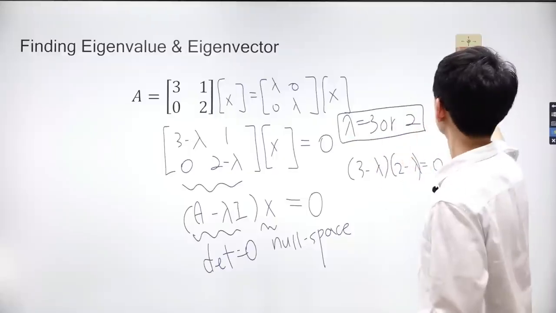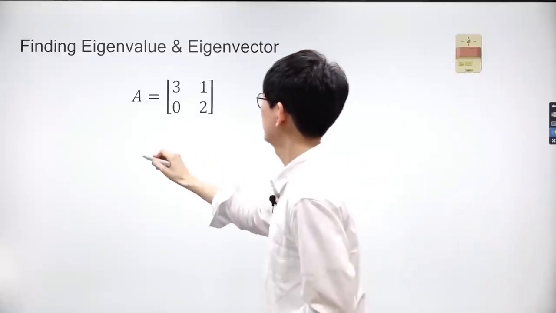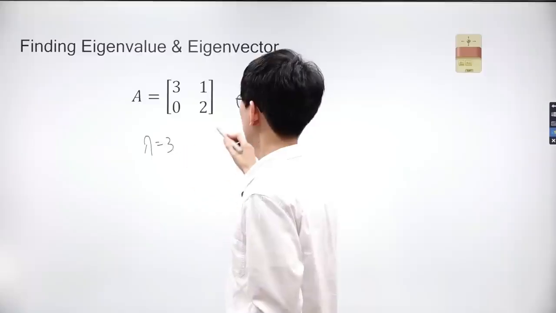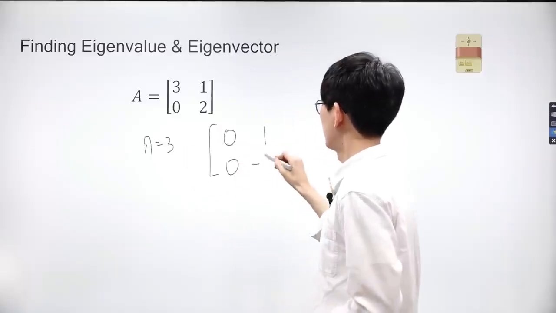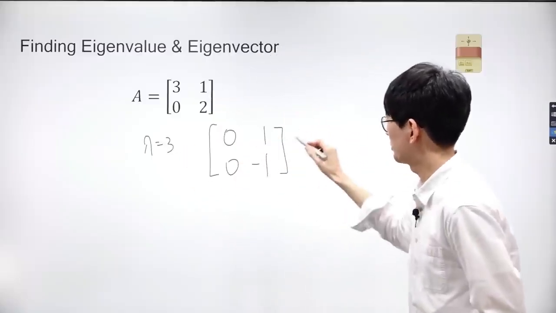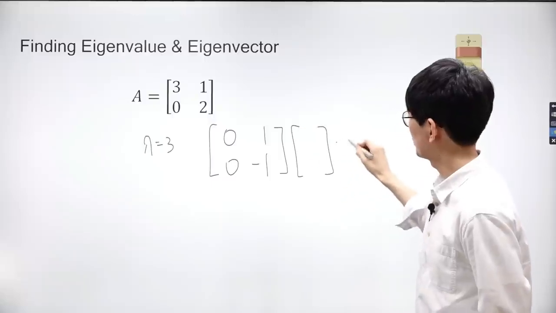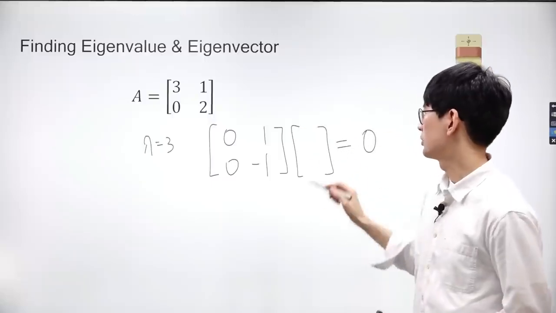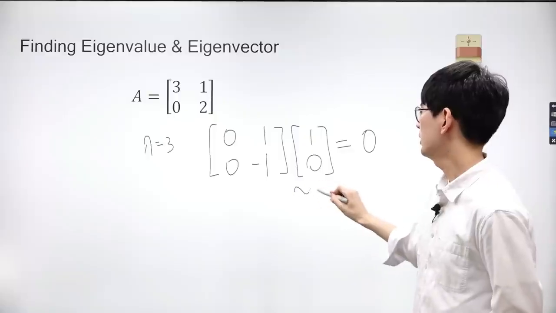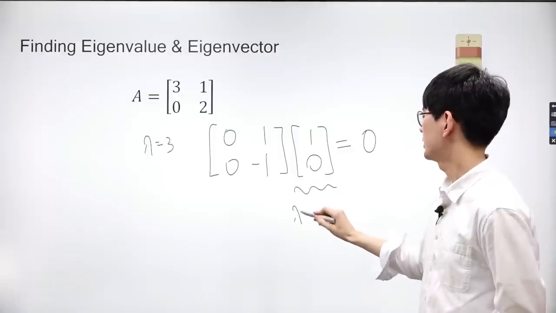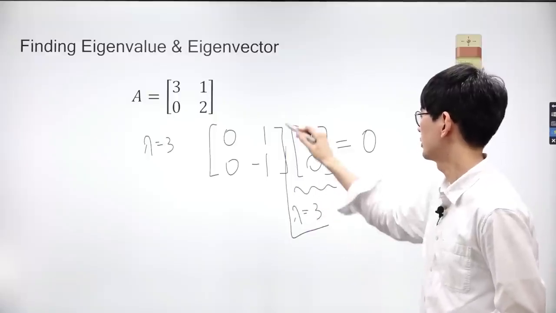When the value of lambda is 3, A minus lambda I becomes a matrix with values 0, 1, 0, 0. The eigenvector is a vector that returns 0 when multiplied by the matrix. Thus, x is the vector 1, 0, and it's an eigenvector for eigenvalue 3.